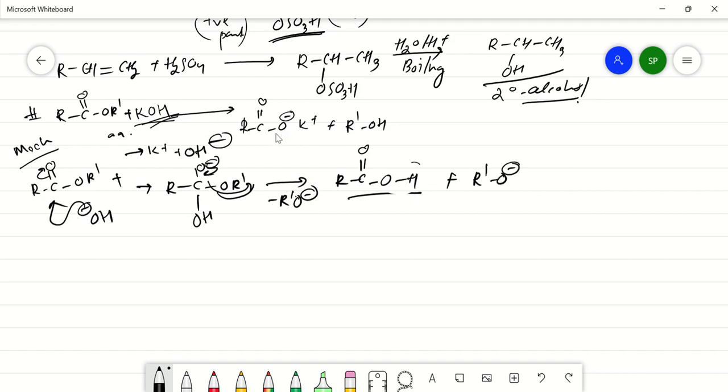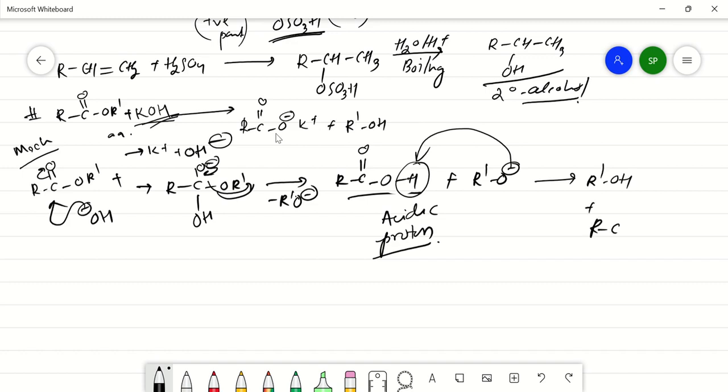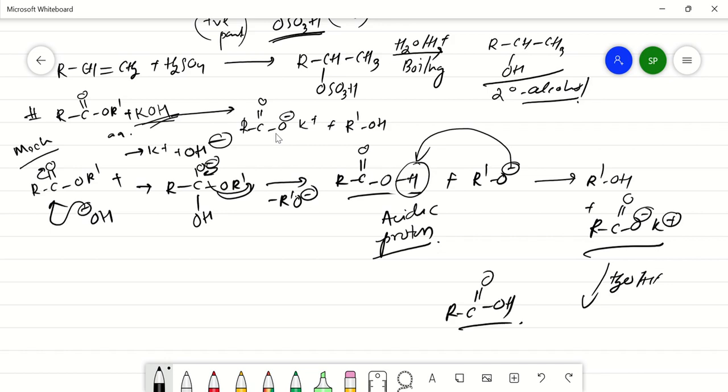Okay, this is an acidic proton, as this carboxylic acid is an acid. So this acidic proton will be easily available for bonding. This OH minus will attack this H plus, and this will produce R'OH plus RC=O O minus. Along with this minus, there will be attached a positive charge K plus. If there is further hydrolysis of this one, with H plus, this will take H plus, and this will produce RCOOH. Okay, so by hydrolysis of esters, we can produce alcohol.